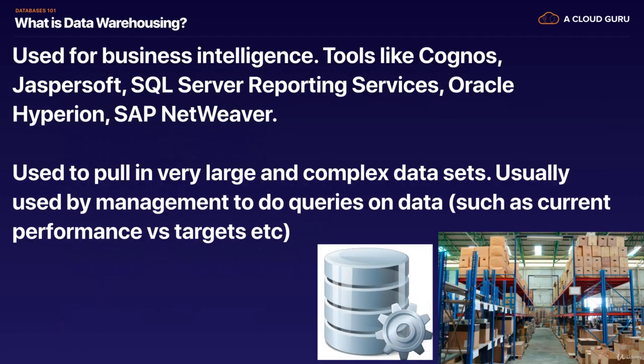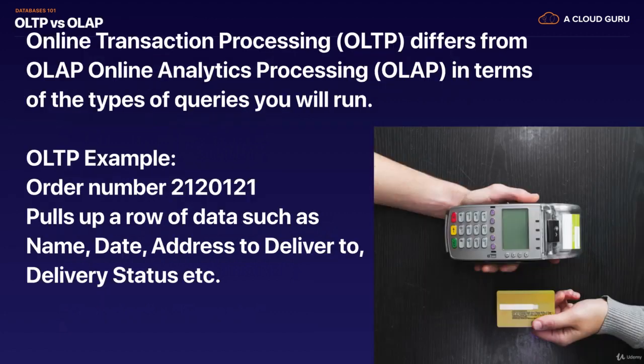Moving on to data warehousing. So what is data warehousing? Well, basically it's used for business intelligence, so tools like Cognos, Jaspersoft, SQL Server Reporting Services, Oracle Hyperion, SAP NetWeaver, etc. It's used to pull in very large and complex data sets, and is usually used by management to run queries on data such as current performance versus targets, etc.